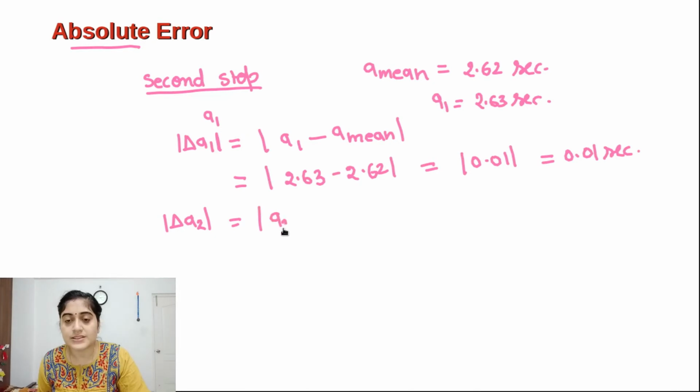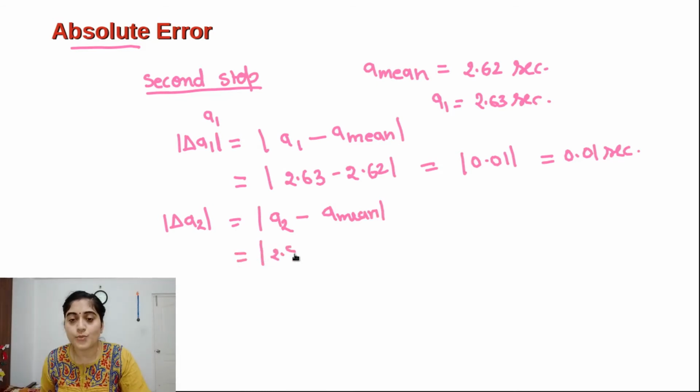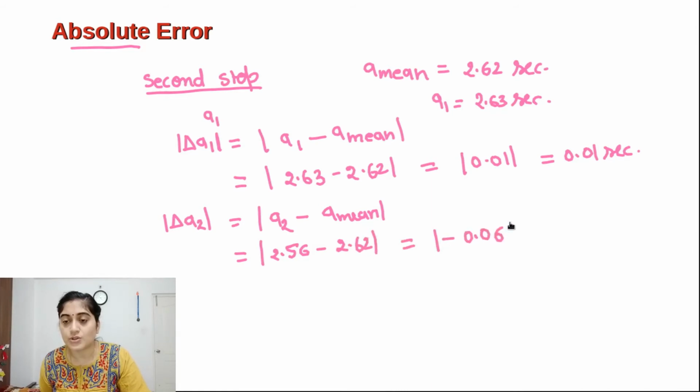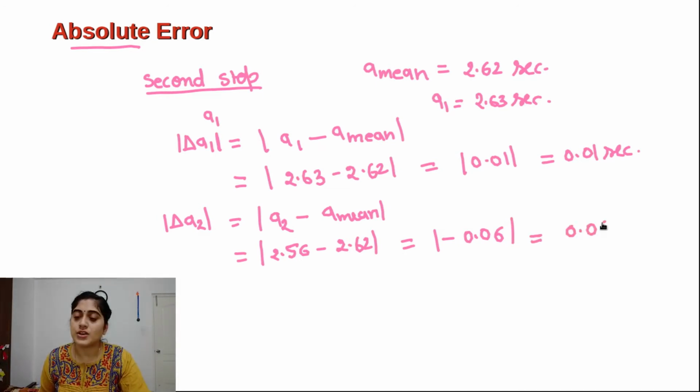Similarly, for delta A2, for the second measured value, we take the absolute error. This is A2 minus A mean, so 2.56 minus 2.62, which comes out as a negative value, 0.06. After the mod, it will be a positive value, 0.06. Okay. Similarly, we will calculate for delta A3.